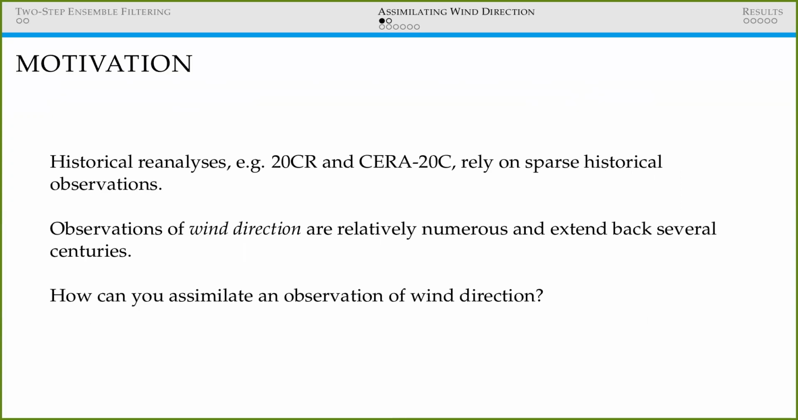It reminded me of discussions that I'd had with Gil Compo, Philip Brohan, and Laura Slivinski about the 20th century reanalysis, which they had worked on, and in general, historical reanalyses and the challenges associated with historical reanalysis. They specifically pointed me towards wind direction observations as a plentiful, relatively numerous kind of observation. There's a relatively large number of these in the historical record, but they are difficult to assimilate using standard methods. And so the question is, how can you assimilate observations of wind direction?